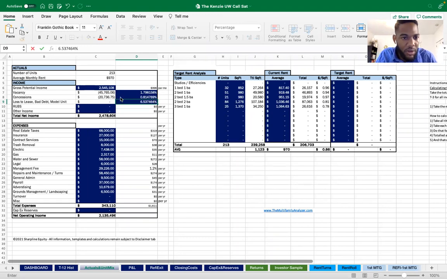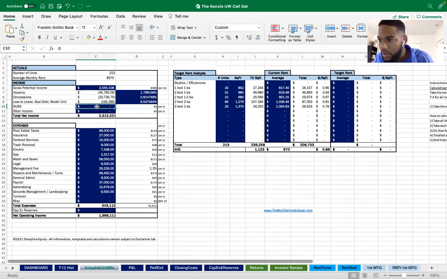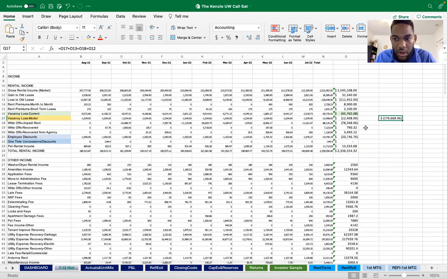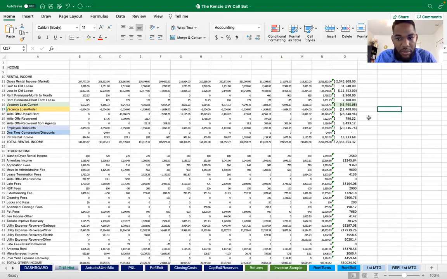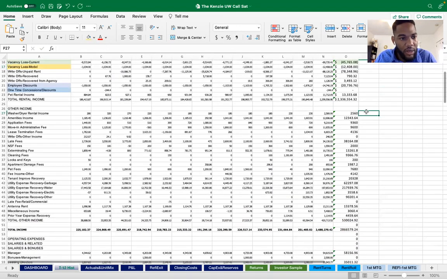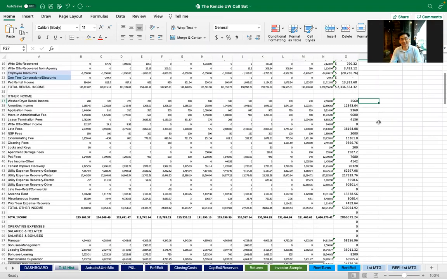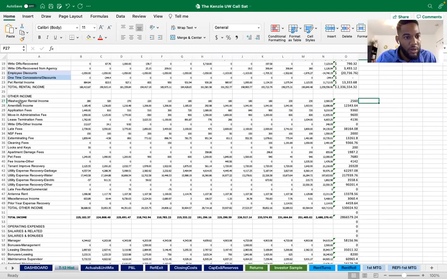So there's no RUBS on the property. And then let's just hop into other income real quick, because that number was wrong. So guys, would it be classified as other income? Like pet fees, carport, laundry. Yeah. Laundry, yeah. Okay, sweet.